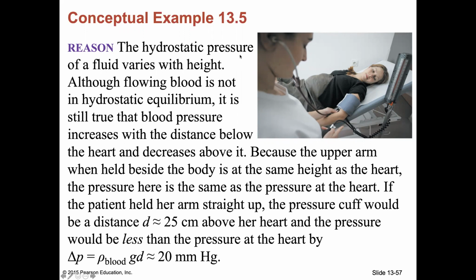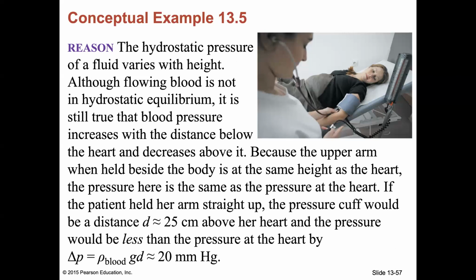The hydrostatic pressure of a fluid varies with height. So even though the blood is not in hydrostatic equilibrium, it's still true that the blood pressure increases with the distance below the heart and decreases when it's above the heart. The upper arm beside the body is at the same height as the heart, so the pressure here is almost the same as the pressure at the heart. If the patient held the arm straight up, the pressure cuff would be at least 25 centimeters above the heart, and the pressure will be less. And it will cause a huge error.